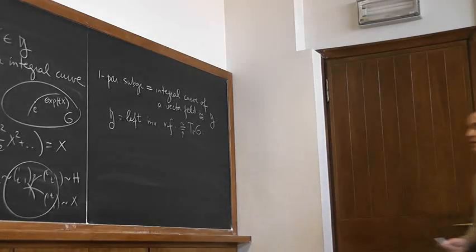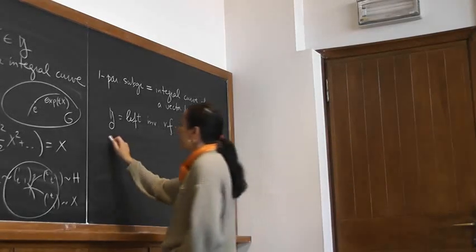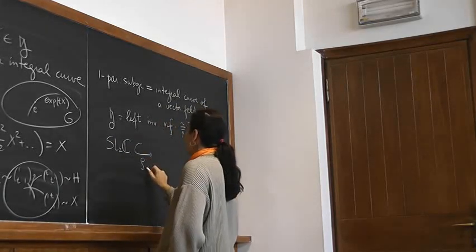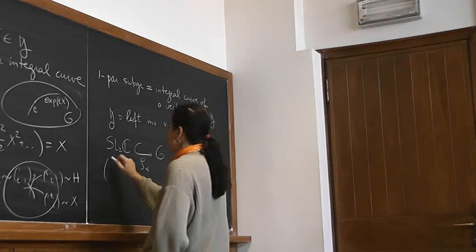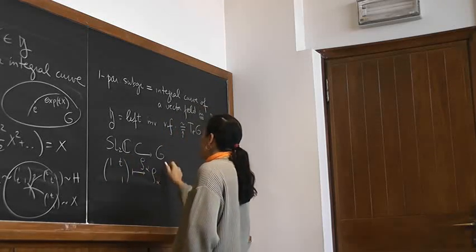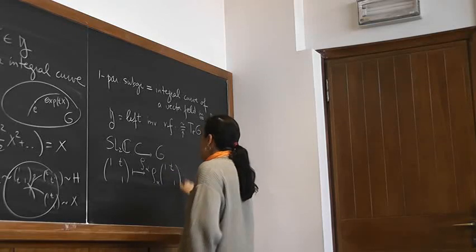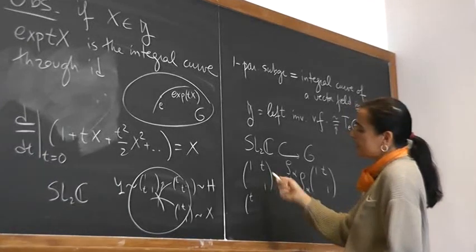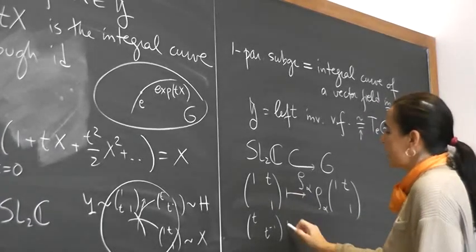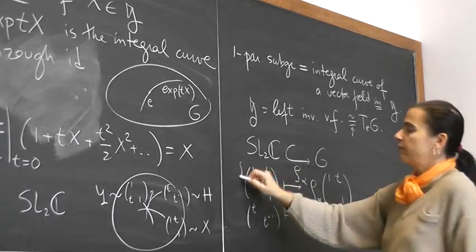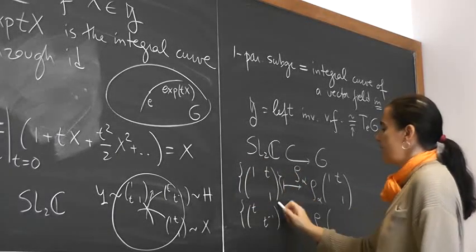But what I wanted to say is the following: you have SL2C. We take one of these one-parameter subgroups, and we obtain a subgroup in G. Same for the others. It's not the same t, I write the same t, but we understand it's not. It's the set of all these elements and so on.